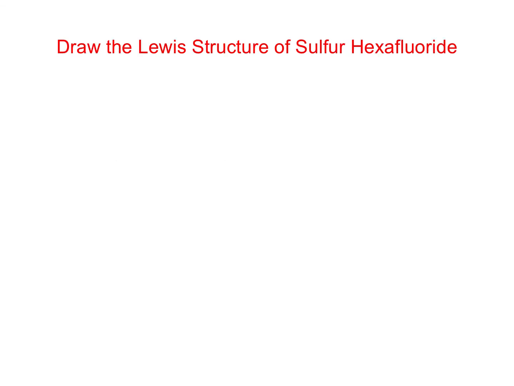All right, so our first example of an expanded octet is sulfur hexafluoride. So hexa is 6, so the formula for this compound is SF6. So we have the sulfur, and then, in fact, all 6 of the fluorines are coming off the one sulfur central atom.